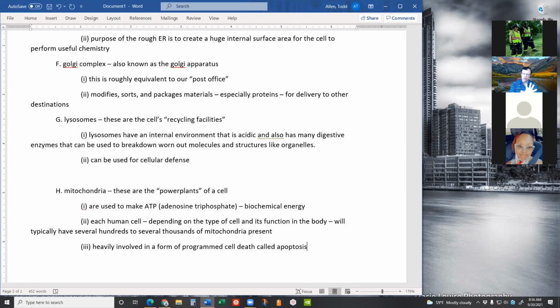Obviously, if everything went properly during development, you were born with individual fingers, where there was no tissue in between the fingers. And you ask yourself, well, how did the body get rid of that tissue? Well, that tissue was programmed to die. It was programmed to die in a process known as apoptosis, which requires the mitochondria to basically stop producing energy to actually trigger a cell death pathway.